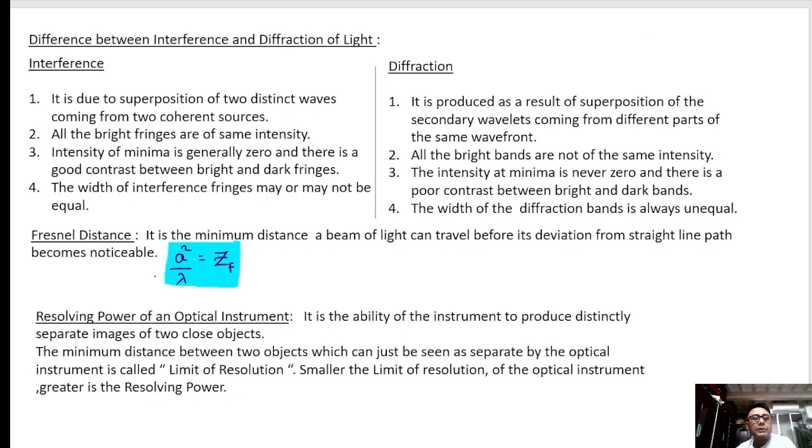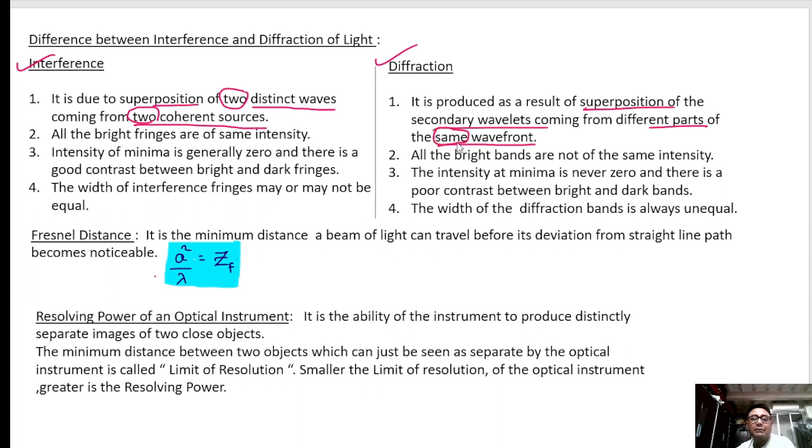Next is the difference between interference and diffraction. As we have already done interference, it is due to the superposition of two distinct waves coming from two coherent sources. Mind it, in interference we use two different coherent sources and we have two distinct waves, but in diffraction it is the superposition of secondary wavelets coming from different parts of the same wavefront. That means we are considering a single wavefront, not two waves.